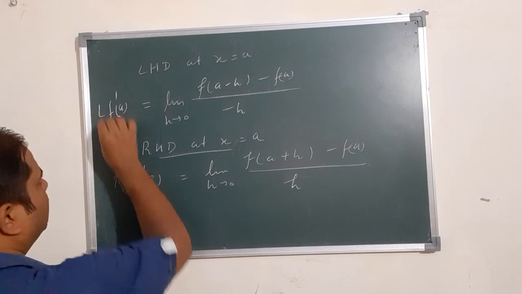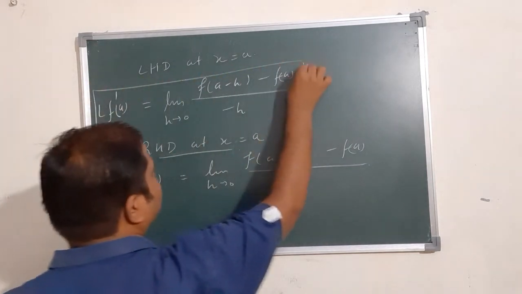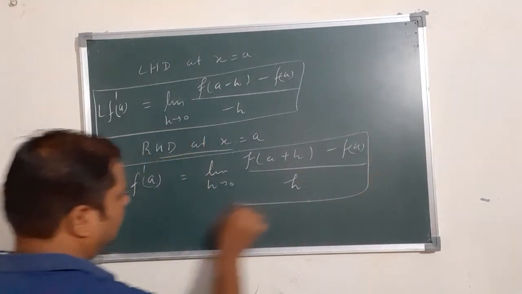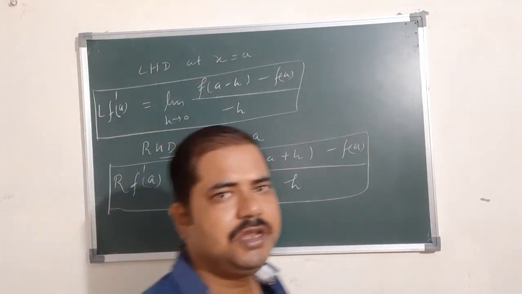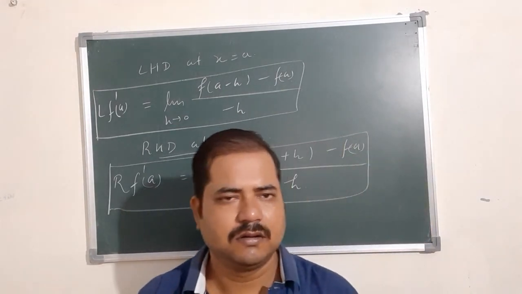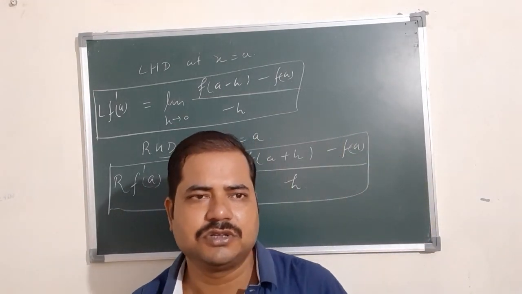So this is the LHD at x is equal to a, and this is the RHD at x is equal to a. So we need to learn these definitions well. Then we are able to solve questions based on differentiability.